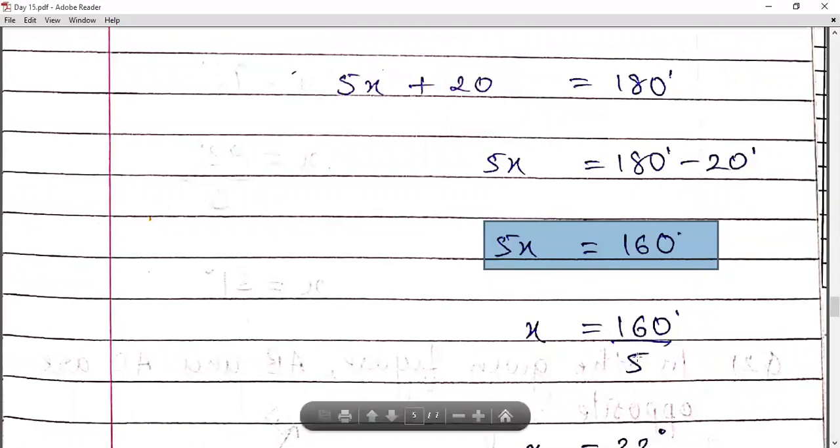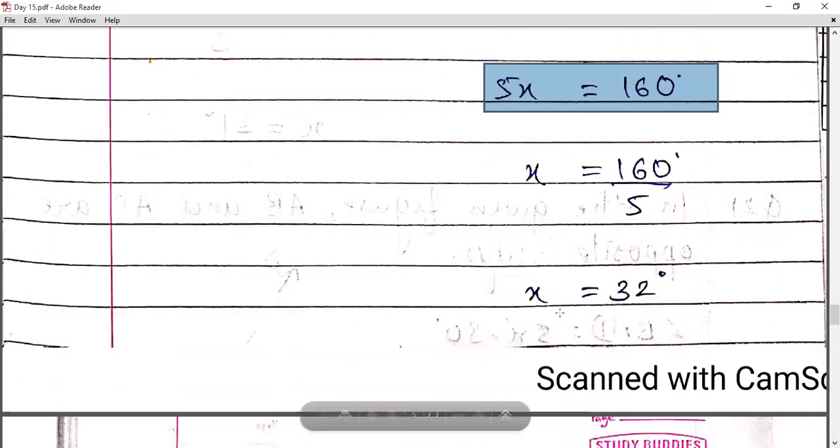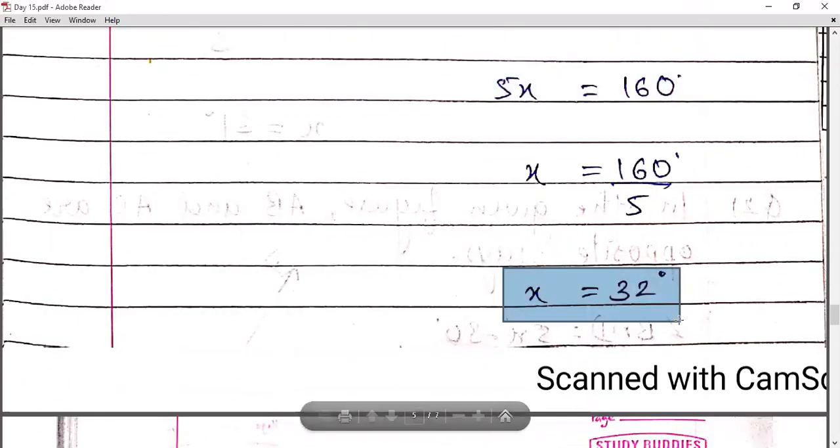Transferring 5 to the other side, I will have x is equal to 160 divided by 5. On simplification, you will have x is equal to 32 degrees. So here we have found the value of x.